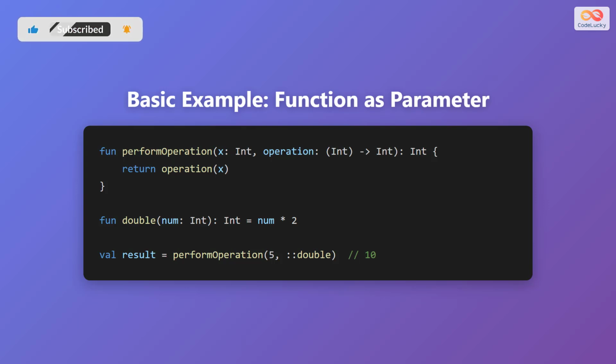Below that, we define a simple function called double that multiplies a number by 2. Finally, we call performOperation with the value 5 and pass a reference to the double function using the double colon syntax. The result is 10.